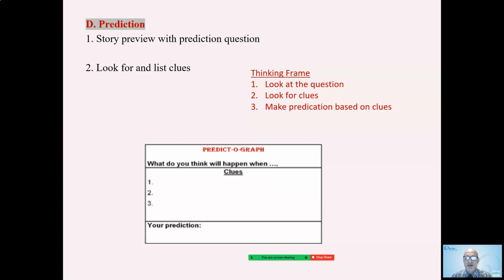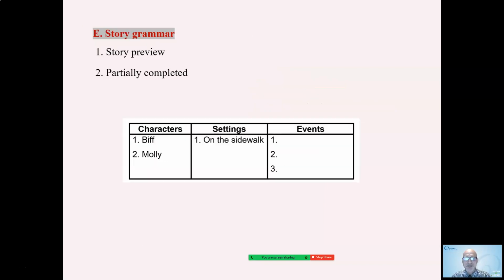They are thinking about what will support that prediction. What clues can I find as I read through this? That's prediction. Story grammar is another one, a common standard, and it's a cognitive process of thinking about the elements of a story. Now, how you do this is I simplify it. Characters, settings, and events. Yeah, you can have problems and resolutions. No, keep it simple, keep it simple.